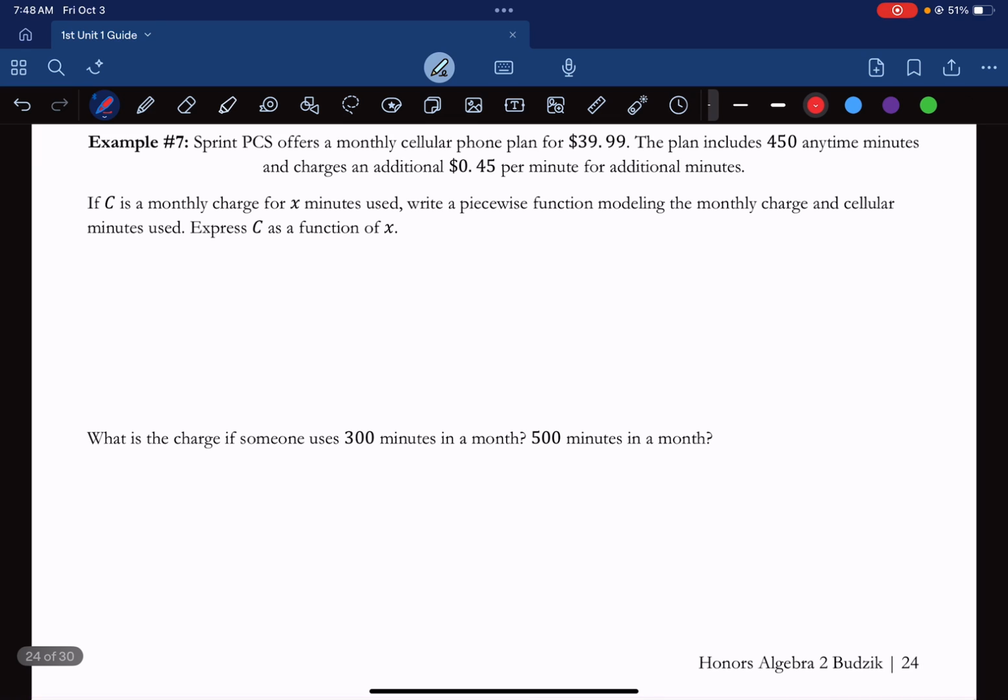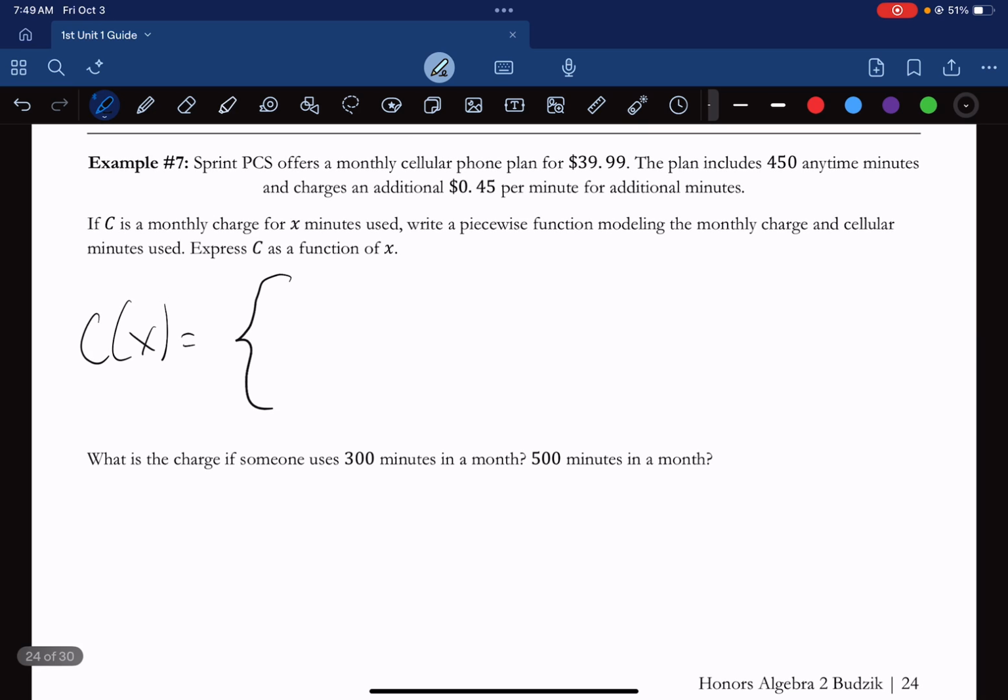Sprint PCS offers a monthly cellular phone plan for $39.99. The plan includes 450 anytime minutes and charges an additional 45 cents per minute for additional minutes. So if C is a monthly charge for x minutes used, we're going to write a piecewise function that models this. So this one is actually easier than the last one because I have a constant and then I just have something being added on after it.